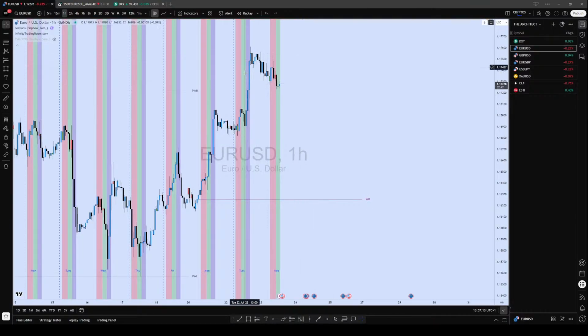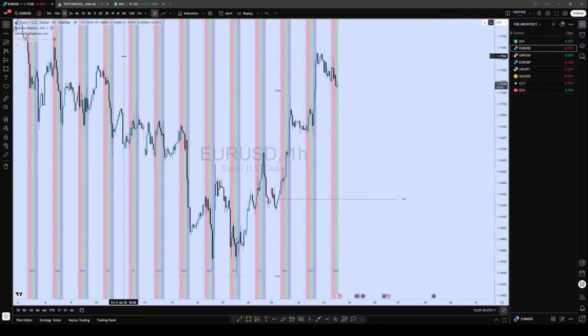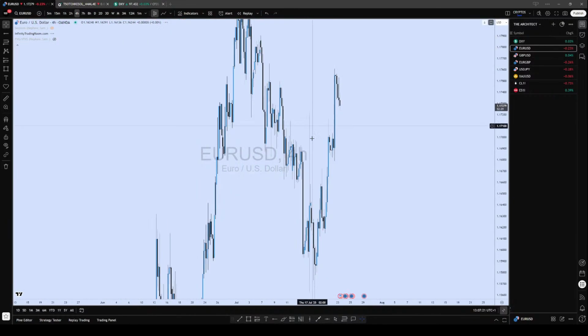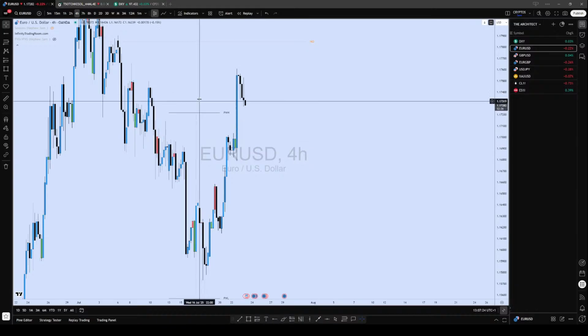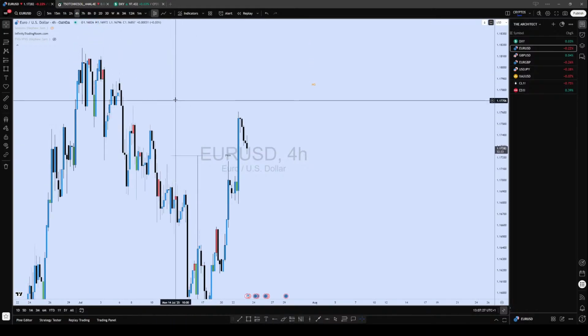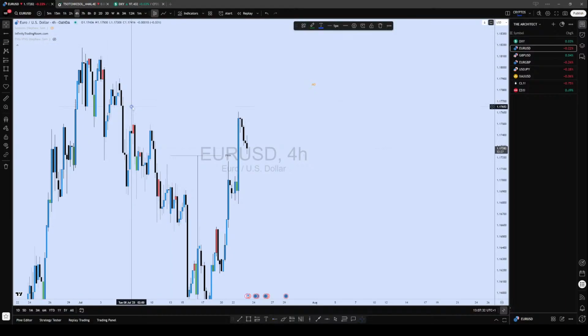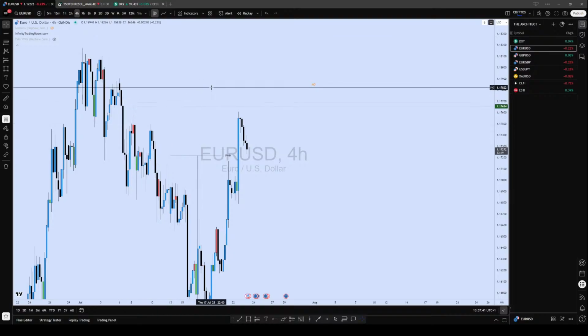Euro, expecting a continuation to the upside. We did close bullish yesterday above previous week high. I think the next upside objective is going to be base candle's high, which comes in at 1.1765. 1.1765 is the next upside objective for the euro.